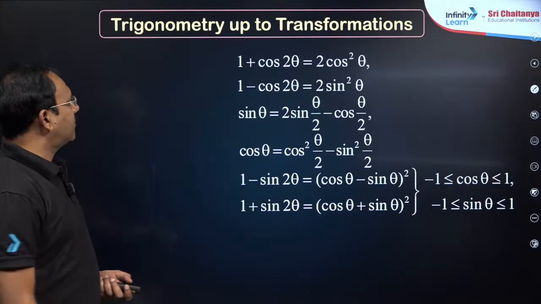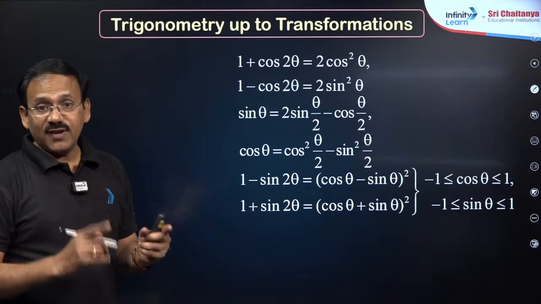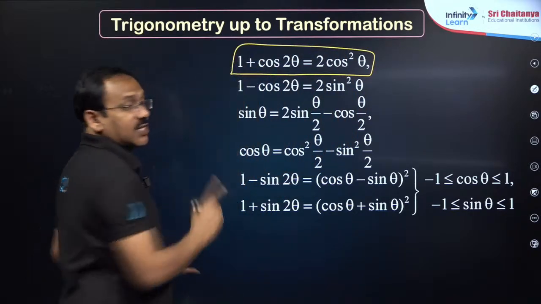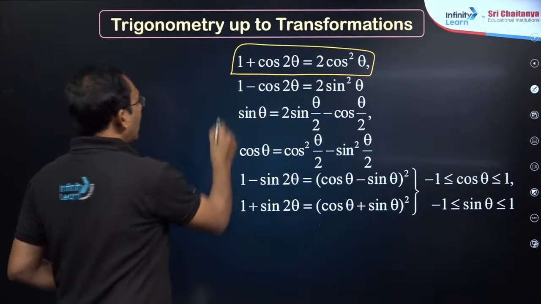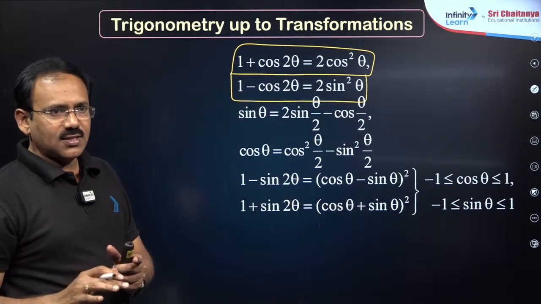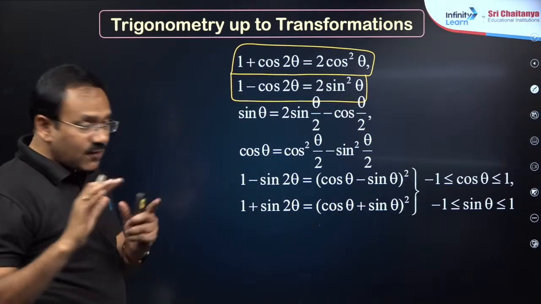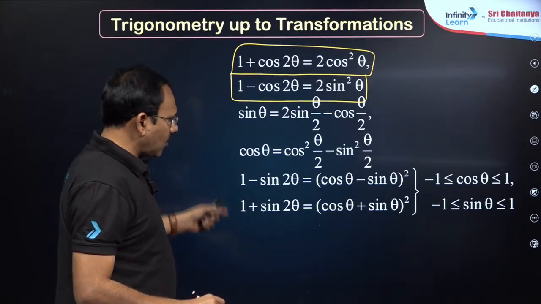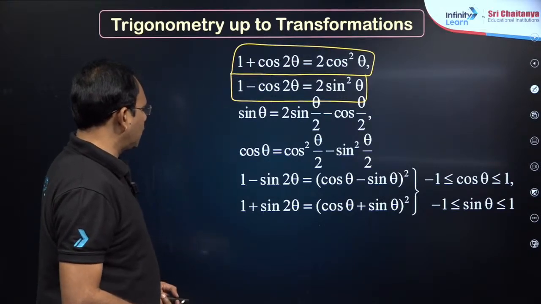Next, my dear friends, this is very, very important. 1 plus cos 2 theta, wherever you see, it is 2 cos square theta. 1 minus cos 2 theta is 2 sin square theta. We frequently use this in the calculations. Of course, these are half angles, very common, nothing special in this, no need to worry.